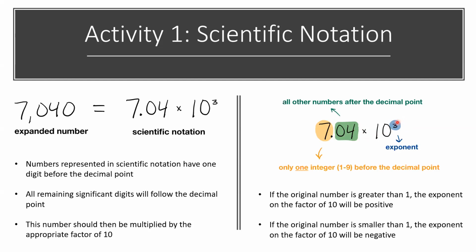This exponent can be either positive or negative, and that depends on your original number. So if the original number is greater than 1, then the exponent on the factor of 10 will be positive. If the original number is smaller than 1, the exponent on the factor of 10 will be negative. And we will go over examples of both of these.